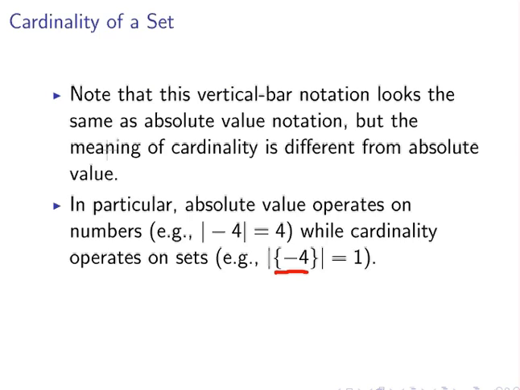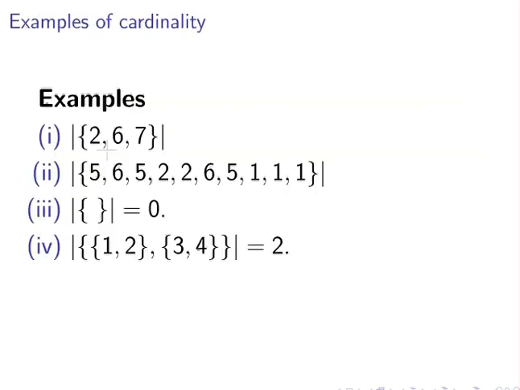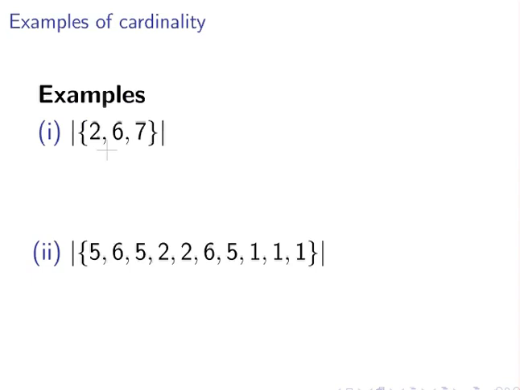So let's look at some examples. I have some examples here. A very simple one to start off with, 2, 6, and 7. And then we have a longer one there. So let's just do the first two. For the first example, how many elements are in that set? Well, simply there is 2, 6, and 7. So there are 3 elements, and therefore the cardinality is 3.